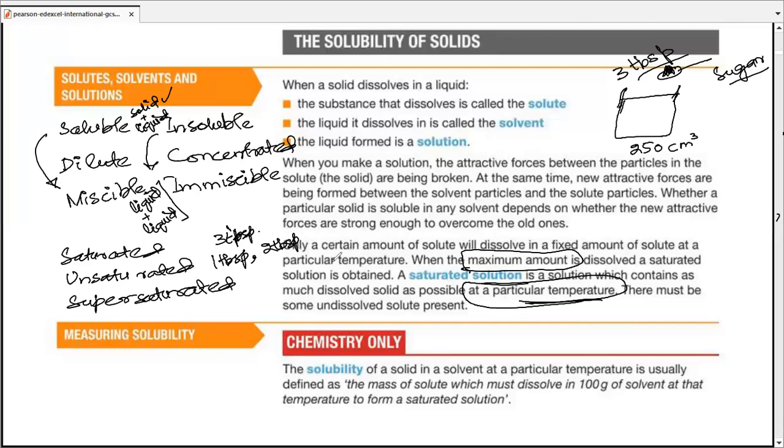And what if you try to dissolve more than that? Then that would be known as supersaturated. If you want to surpass this 3 tablespoon limit, that kind of solution would be known as a supersaturated solution. Remember, heating is required in this case.